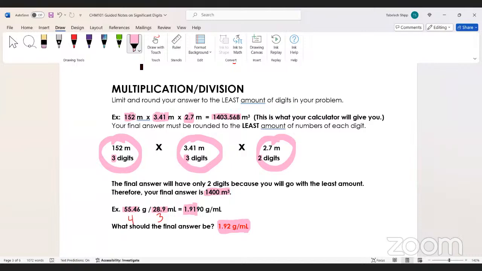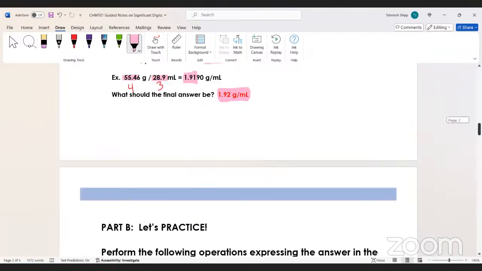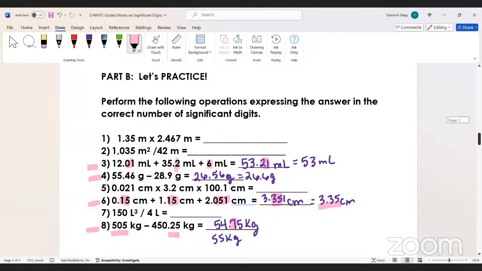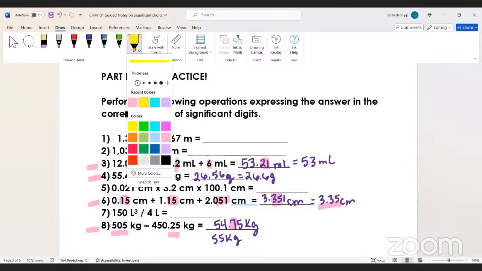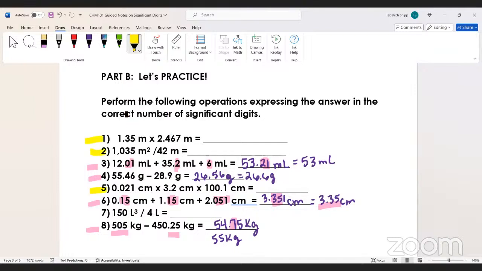Okay, so now let's practice these last few examples before we head out, okay? We've already done the ones that are adding and subtracting. So now we're going to do the ones that are based on multiplying and dividing. So that's number 1, number 2, 5, and 7, okay?